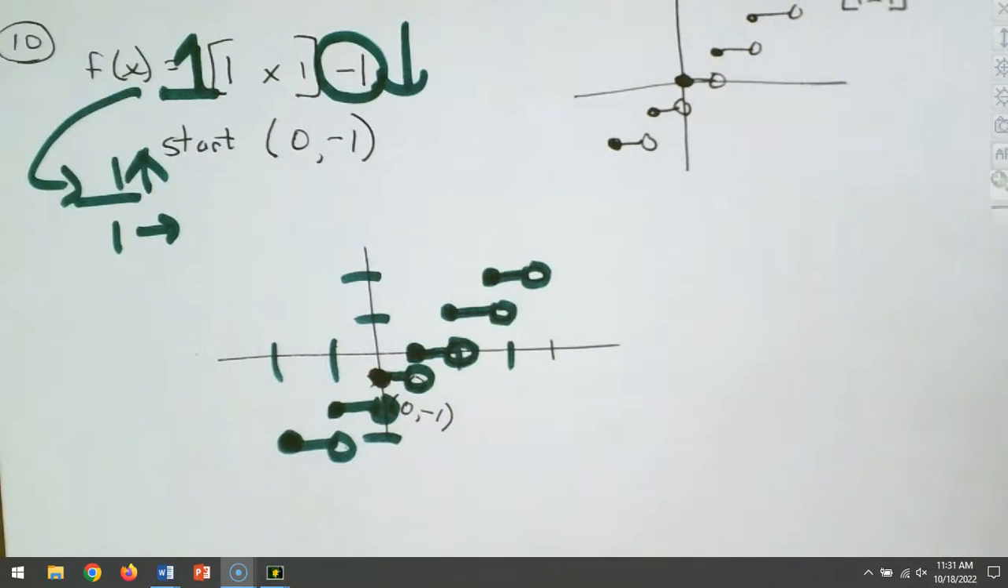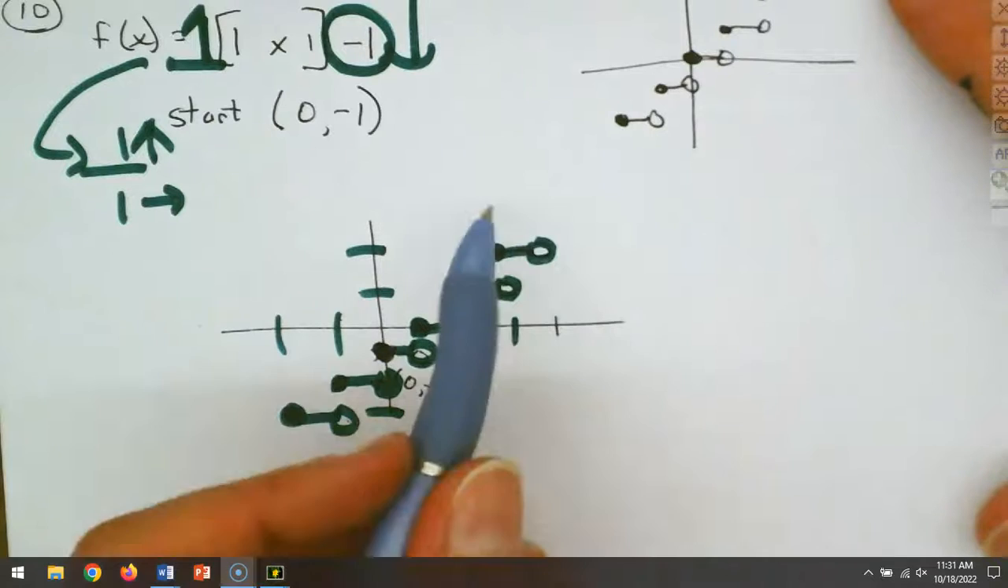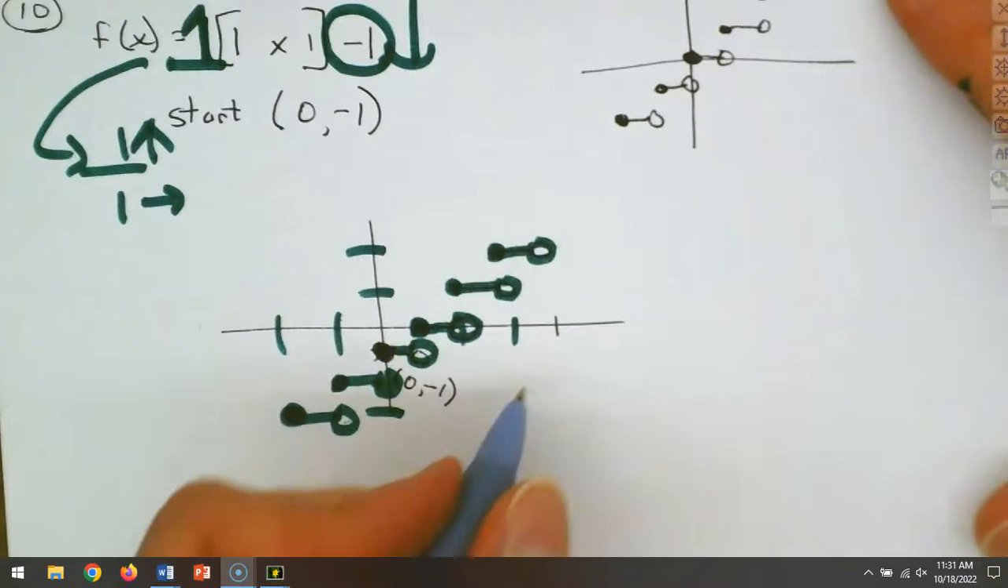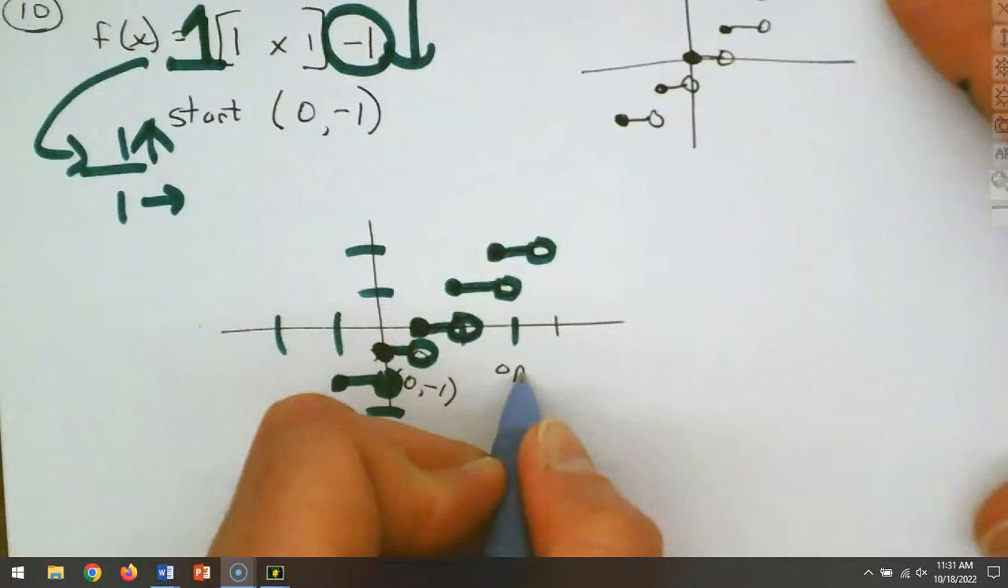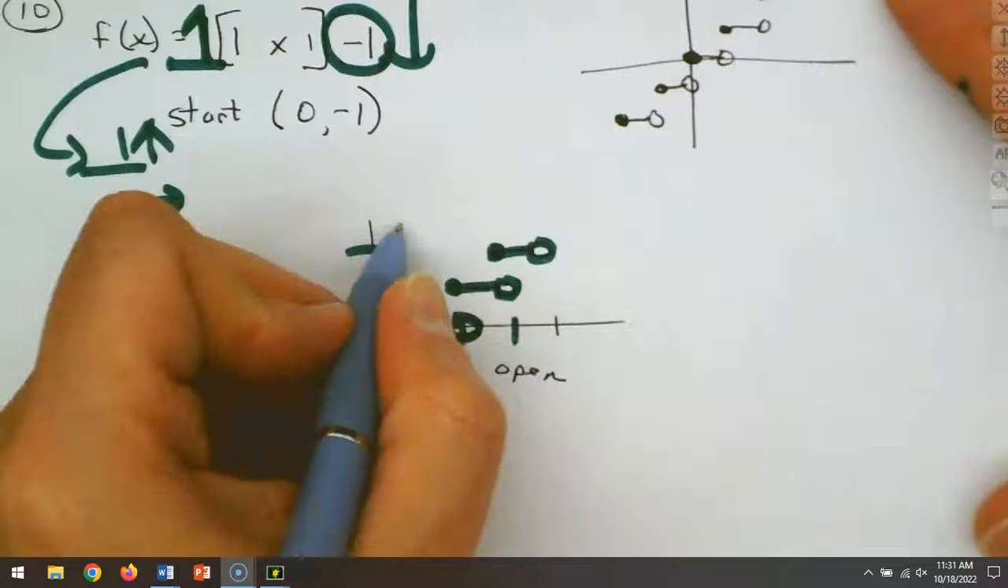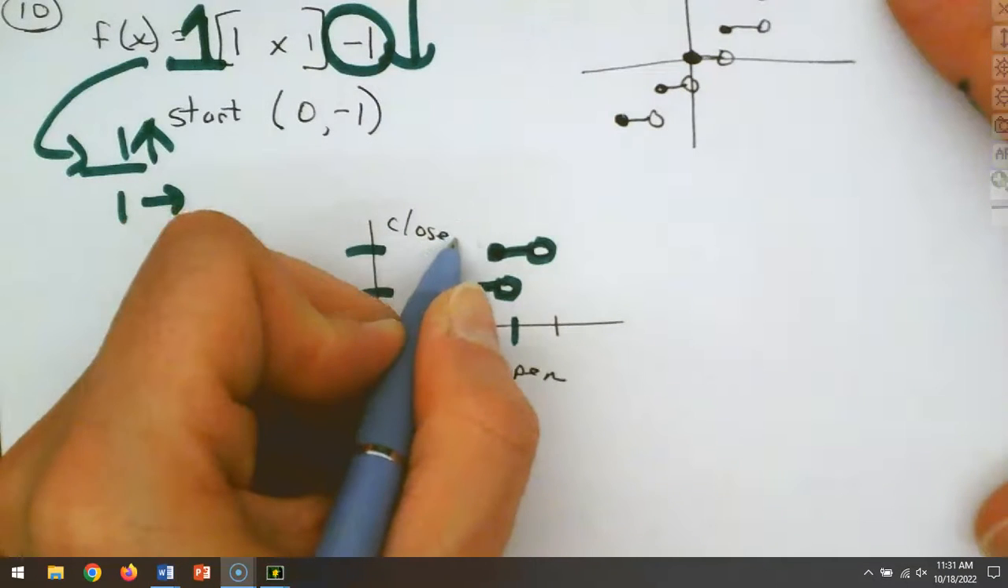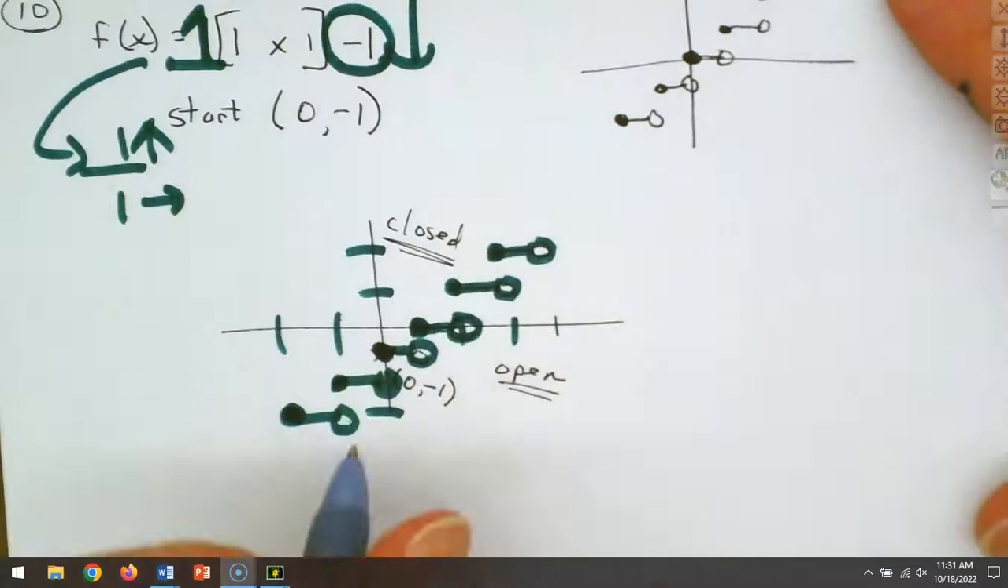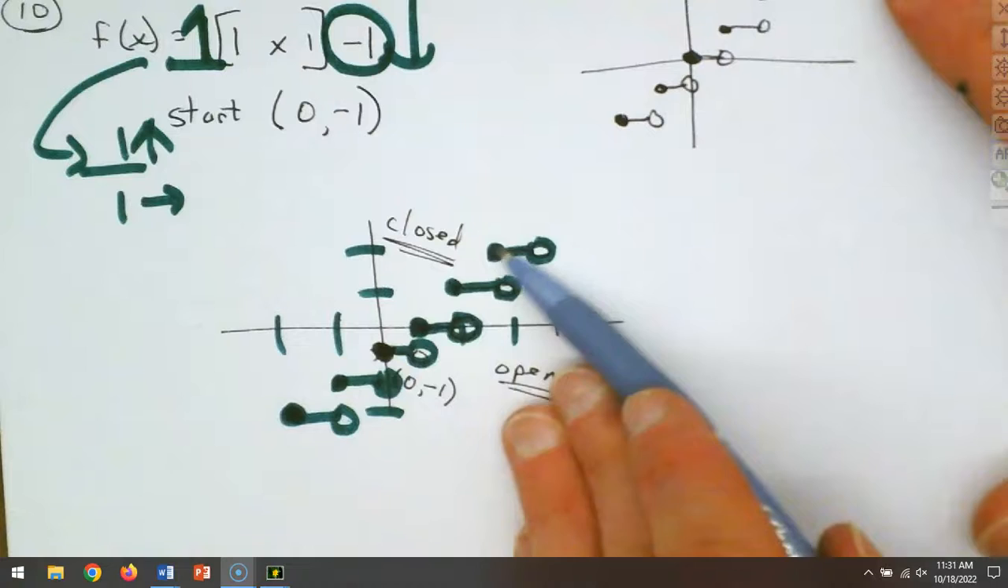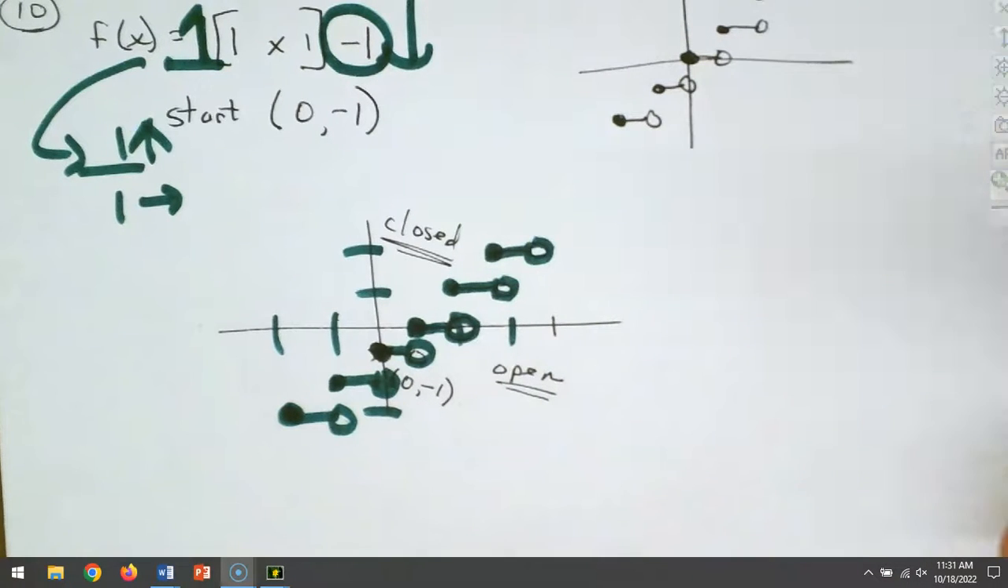And that's what your picture should look like, right? These are all open. All of those are open. These are all closed up here. So the open ones are down below, closed ones are on the top. Does that make sense on that one?